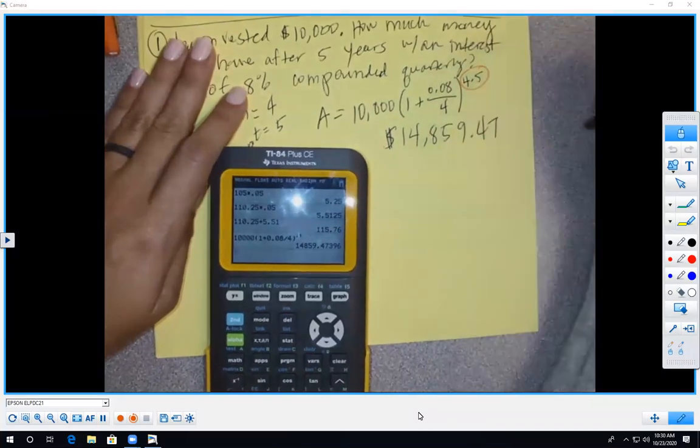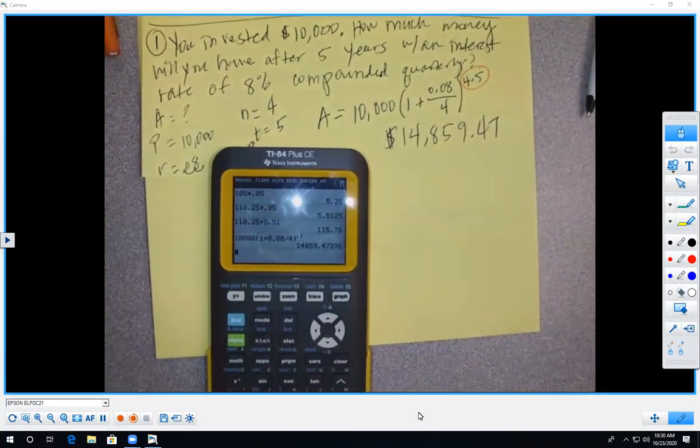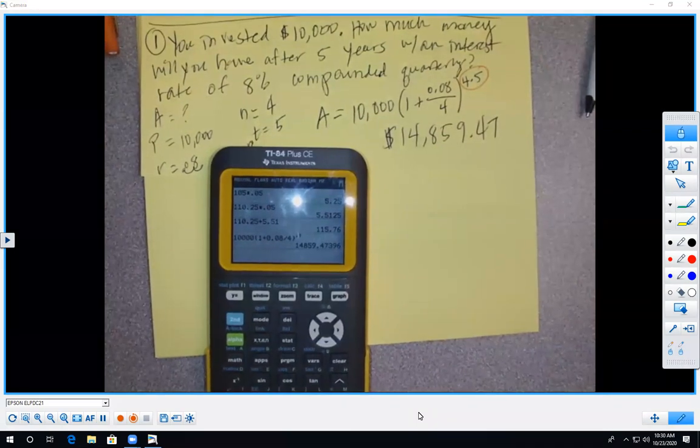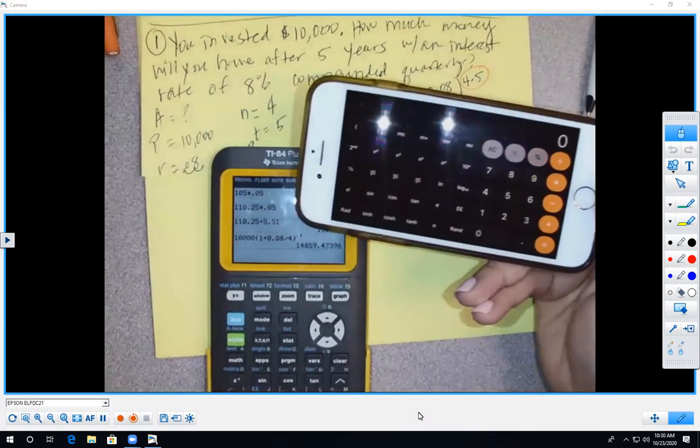If you did not have a graphing calculator, especially like if you're doing this on your phone, they aren't fun, but you can do it. Let me show you how to do it. To do it on your phone, you have to turn your phone sideways.